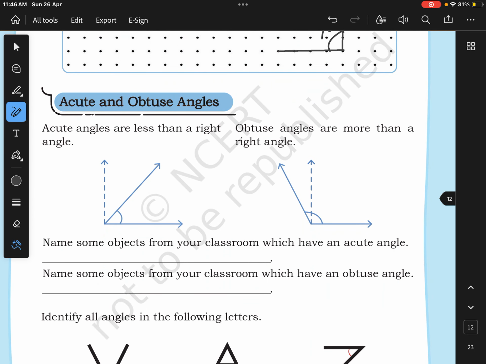Next thing comes acute angle and obtuse angle. Okay, what is an acute angle?